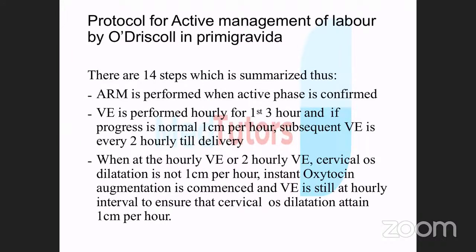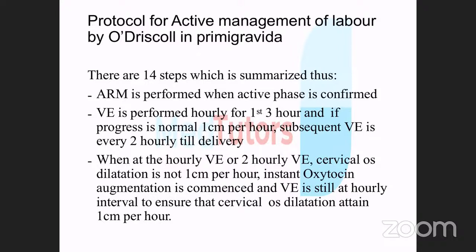Now, this is the protocol for active management of labor in a primary gravida as developed by Audrey's Call and colleagues in Dublin in 1969. There are 4 steps. 1, you do artificial rupture of membrane as soon as the woman is confirmed to be in active phase of labor. Step 2, you do vaginal examination every hour for the first 3 hours. So, of course, you confirm that she's 4 cm or more, you do ARM, because that's when you admit the patient. Then you do VE every 1 hour for the first 3 hours.